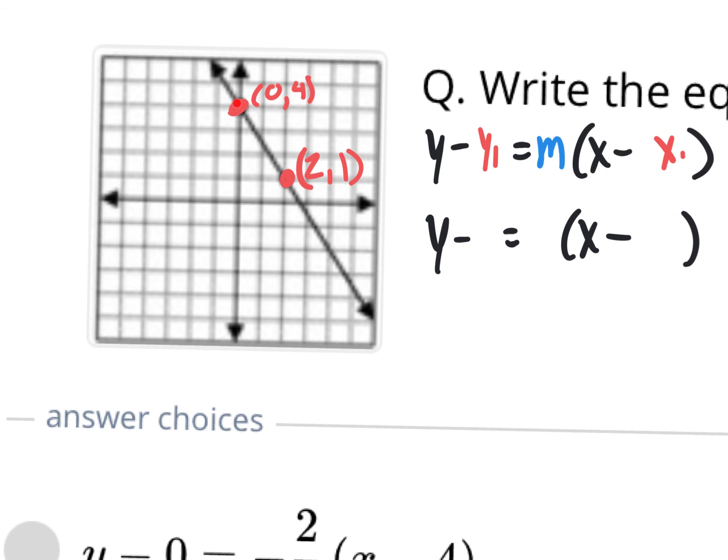Let's count. From left to right, it is going down. That means that the rise is negative. So how much do you actually go down from this level to this level? You go down 1 unit, 2 unit, 3 units.